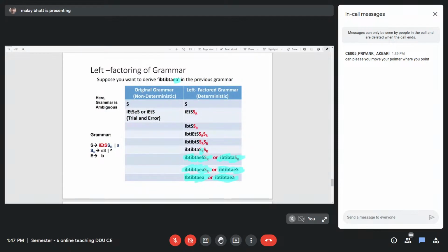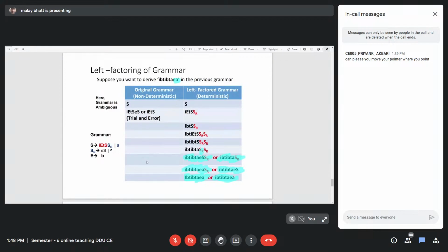Now we require A, so I will replace S with A. Again, it is a deterministic step. We are getting IBT, IBT, A, and we have 2 times SR. Now after A, we require E.